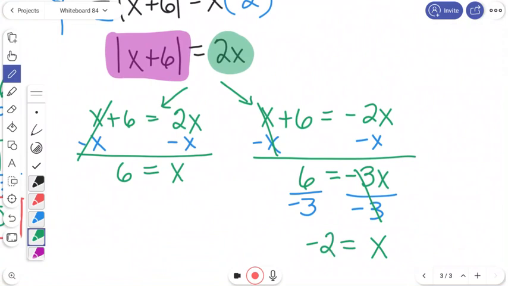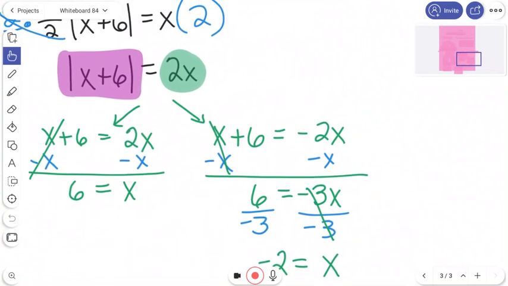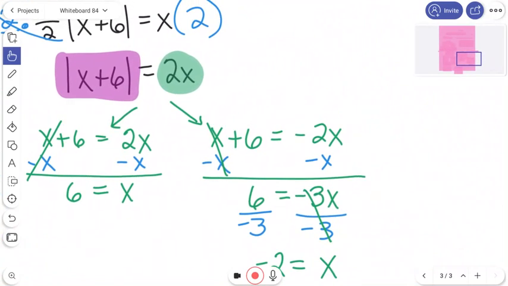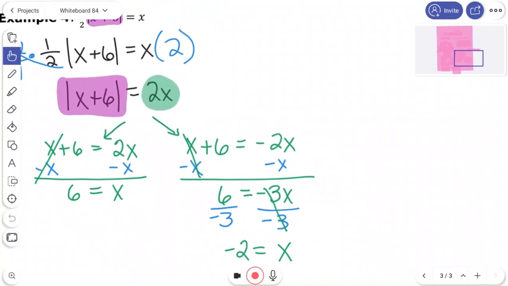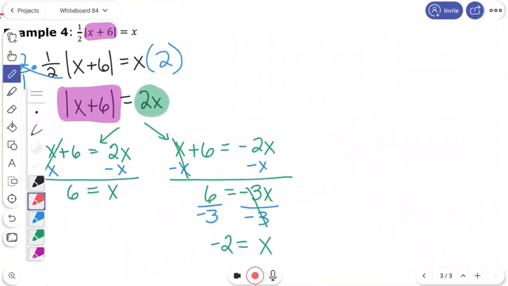So we have two answer choices that we need to check. We have positive 6 and we have negative 2. So we've got to go back and check for extraneous solutions. We have to go back to our original equation, which was 1/2 absolute value x plus 6 equals x. That's what's supposed to happen.